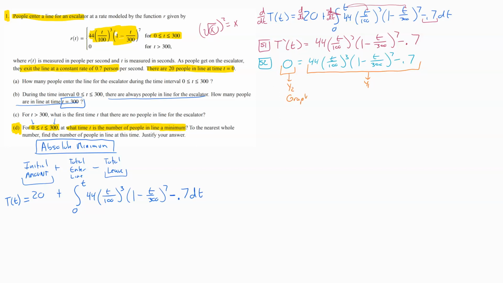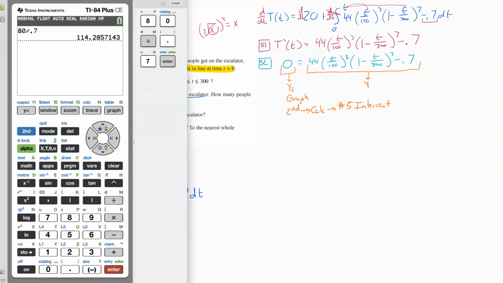Then from there we'll graph those, and we're then going to do a second calc, and we'll choose the number 5 option in that menu, which is intersect. The place where these two graphs intersect, or where they're equal to each other, is going to give us our critical values. So we open up our calculator, go to our y equals.